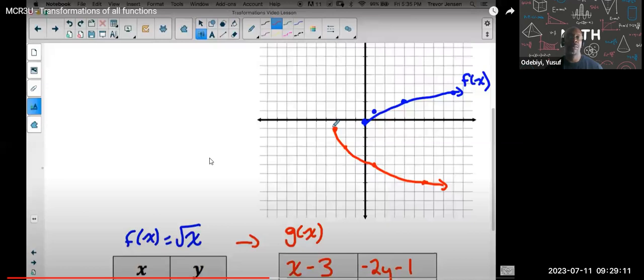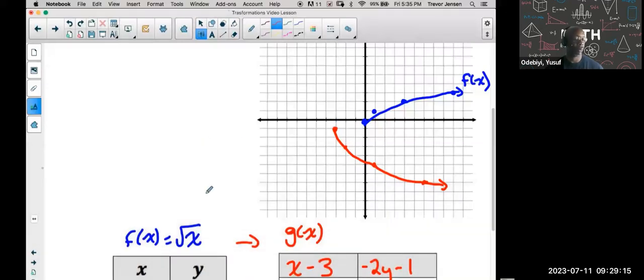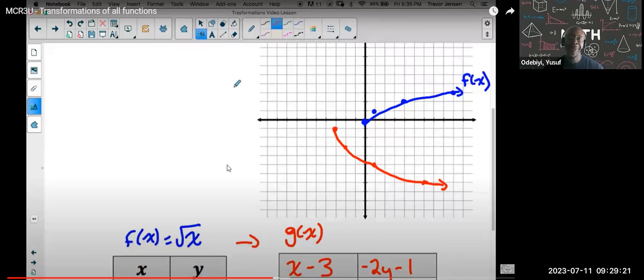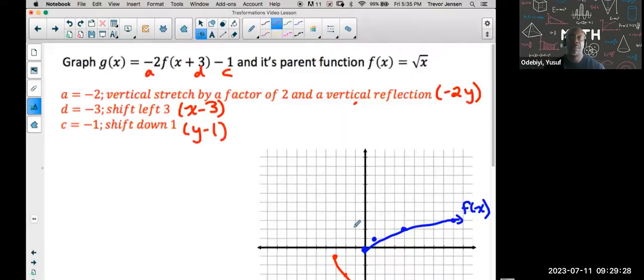If there was a horizontal transformation, so if k was negative, it would have flipped the other way and it would have only gone to the left. But there was no horizontal reflection, so the arrow stays on the right. And we should also write the equation for this transformed function g at x. The equation, we just take what's in brackets, replace underneath the square root with that, and put the a and the c values at the front and at the end of the function.